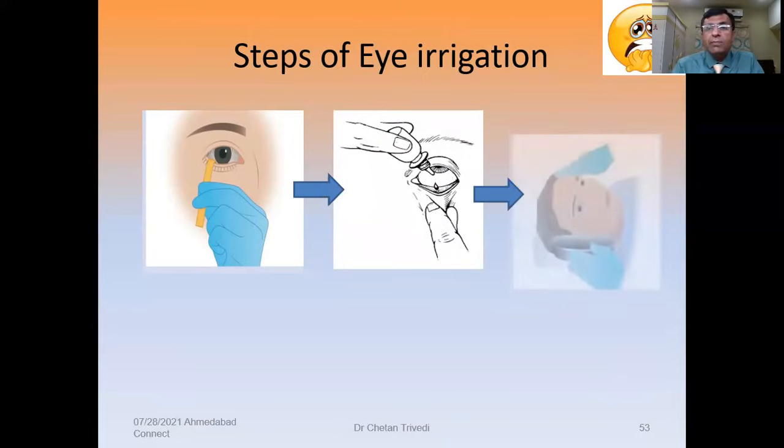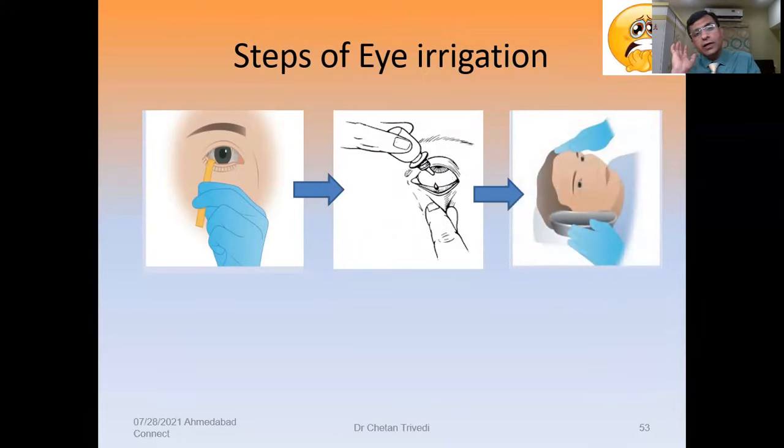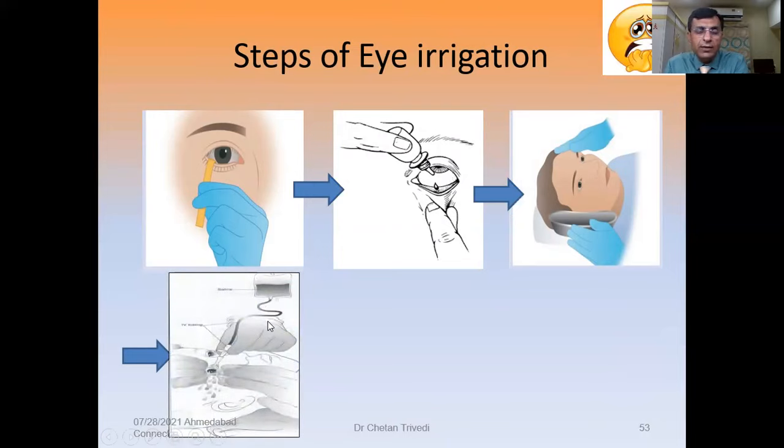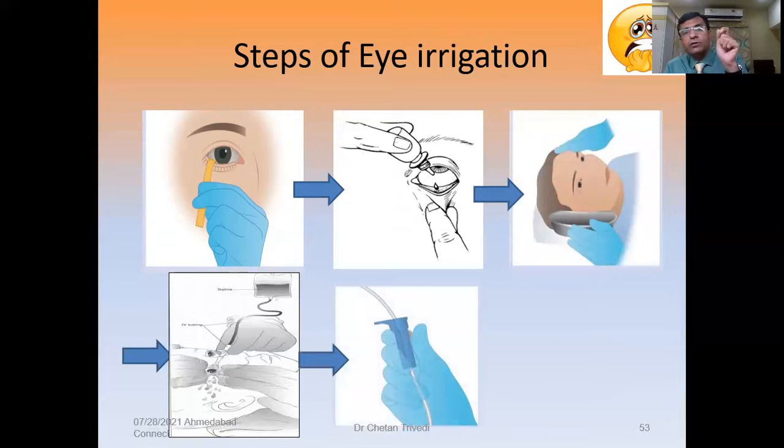Then the next step is to ask the person to tilt the head towards the side of the eye which has been affected. And you can keep the kidney tray there. So when you do the irrigation, all the water or saline will be collected in that. Typically we take a normal saline or RL pint and attach an IV set, and you do the irrigation in the eye through the IV set. You have control over it, because the flow rate can be controlled with the flow meter.